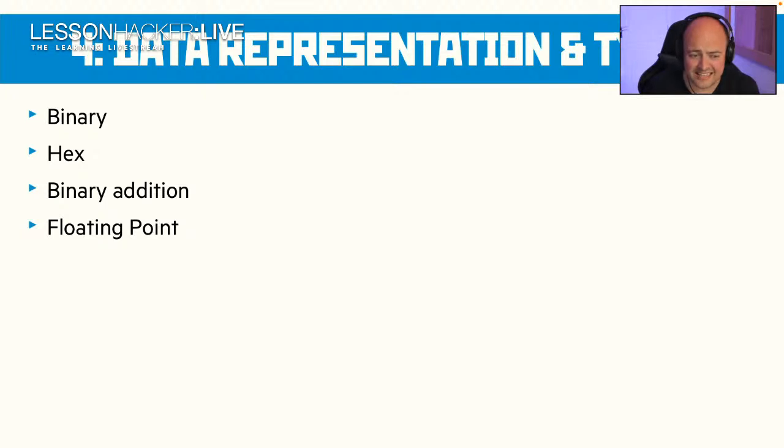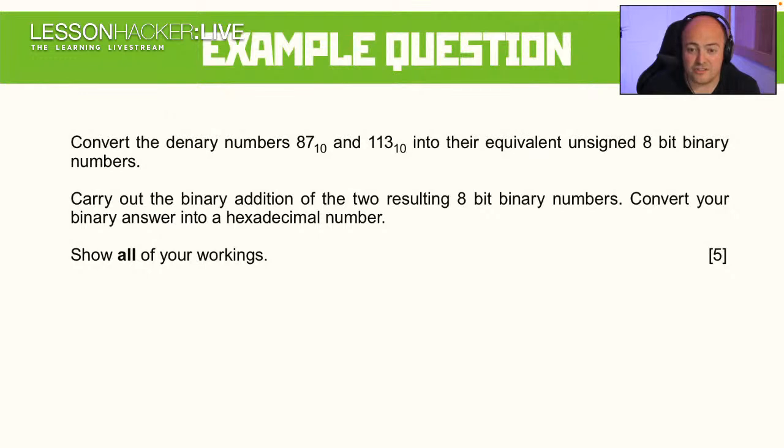Data representation and data structures here. Binary and hex conversion you need to be able to do. Binary addition you need to be able to do. Floating point you need to be able to do. I'm not going to cover this question, although it's worth having a look at. You need to convert the denary numbers 87 and 113 into their equivalents using unsigned 8-bit binary. So just translate them into binary. Remember, each bit in hex is worth 4 bits in binary.